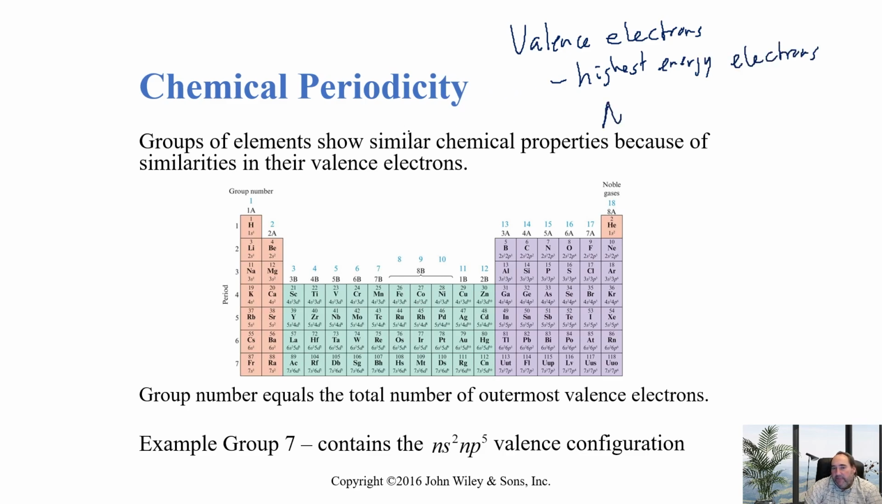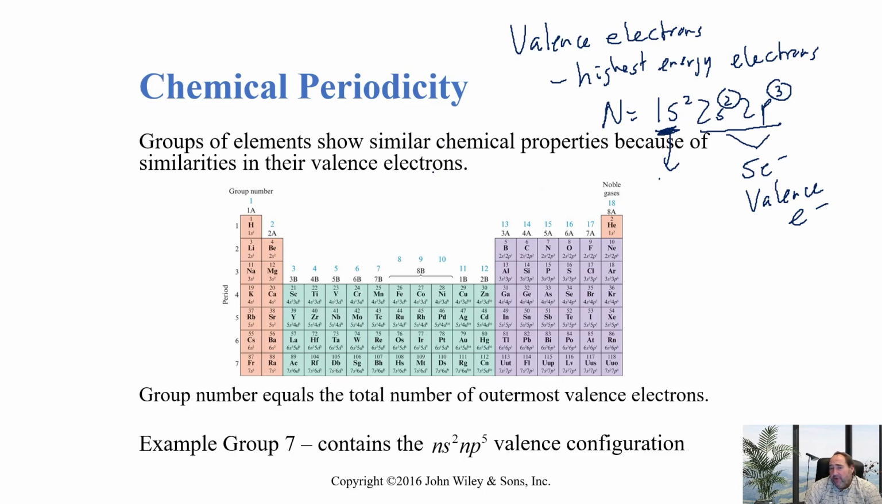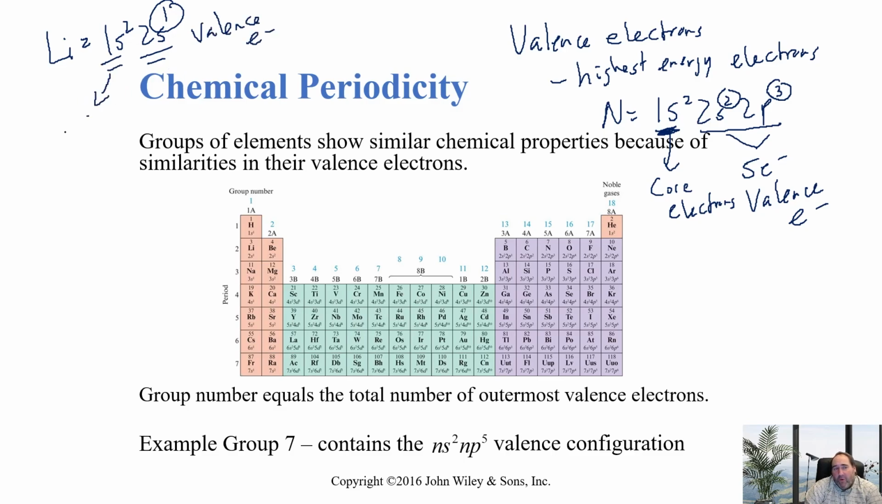For example, if we looked at nitrogen, that's 7, 1s2, 2s2, 2p3. Nitrogen has two electrons on the first energy level and 5 electrons on the second energy level, which is the highest energy level. Those 5 electrons are the valence electrons. The lower energy electrons are sometimes referred to as core electrons. Same thing with lithium, which is 3, 1s2, 2s1. The one electron on the second energy level is the valence electron, and the other is the core electrons.